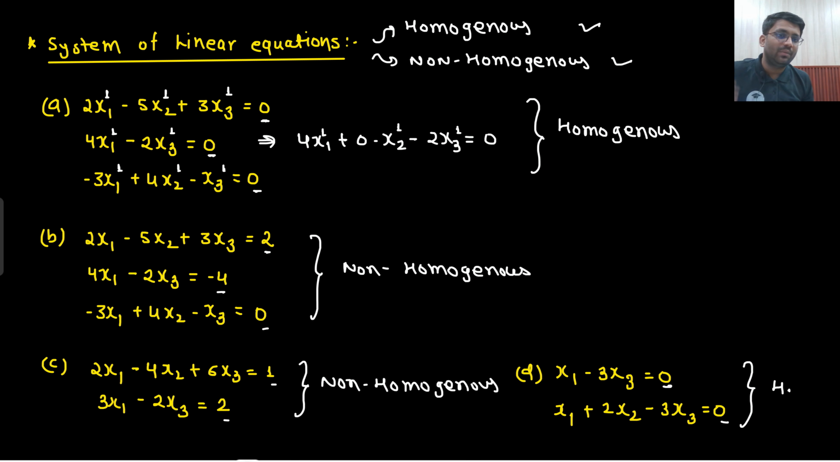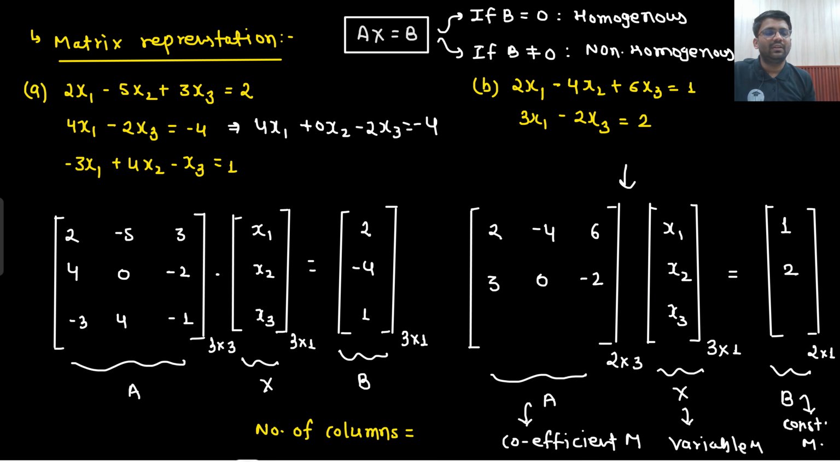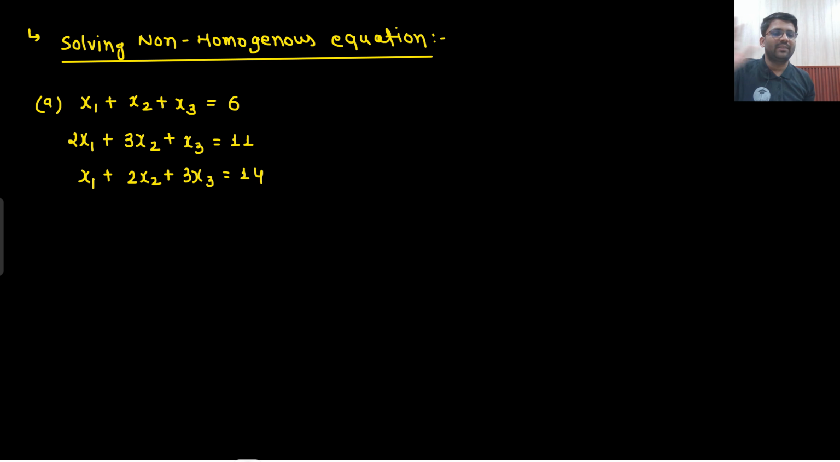These are the terms that will be used again and again. People will study the whole of linear algebra, but if I ask them what a homogeneous equation is, they will not even remember it. So system of homogeneous equations, system of non-homogeneous linear equations, everything is crystal clear. How to do the matrix representation, that is also clear. Okay, let's solve some mathematics.